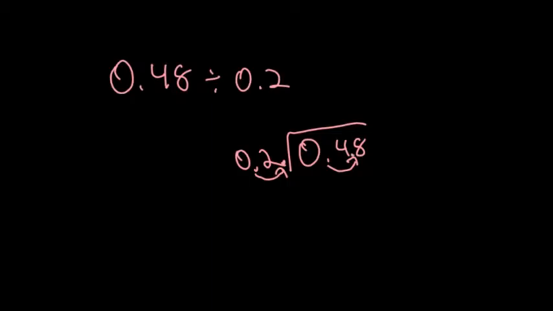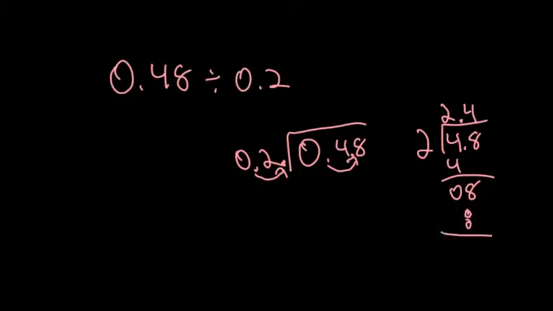So if that looks kind of messy to you, you can rewrite it. So it's going to be 48 tenths divided by 2. And then you're just going to bring that decimal straight up and then divide like normal. 2 goes into 4 twice, which is 4. Subtract, we get 0. Bring down the 8. 2 goes into 8 4 times, which is 8. And our answer is 24 tenths.